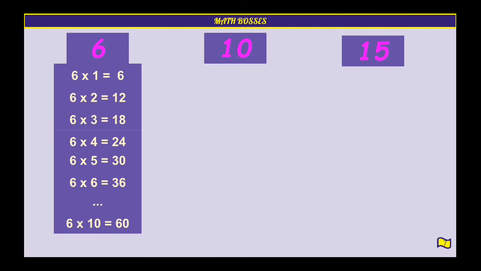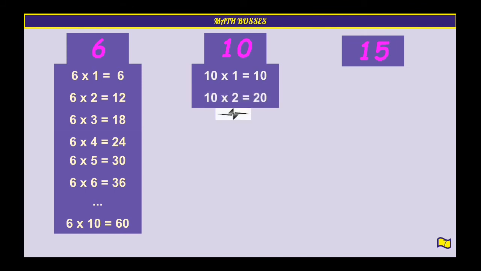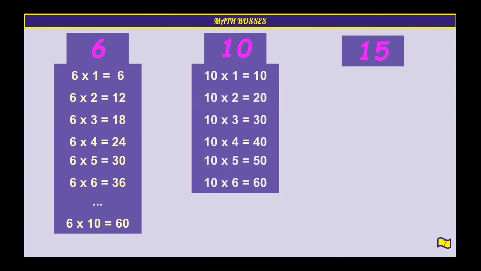We'll do the same for 10 by first of all multiplying by 1 to get 10, which is a multiple of 10. We multiply by 2 to get 20. Then we can now multiply by other numbers. We'll be stopping with 6 here. And similarly, we get multiples of 15 by multiplying with whole numbers, in this case up till 6.